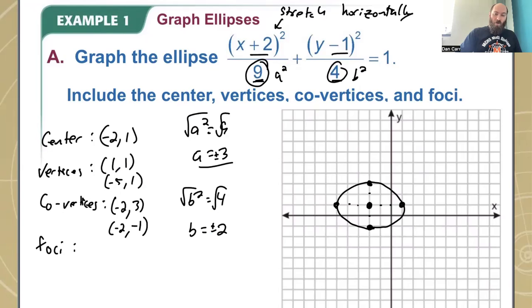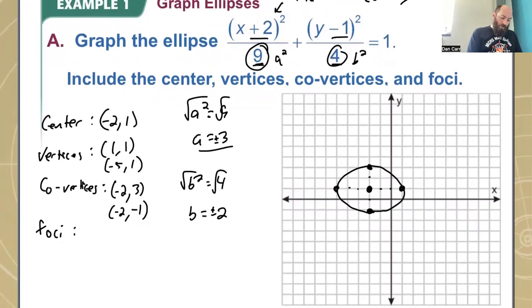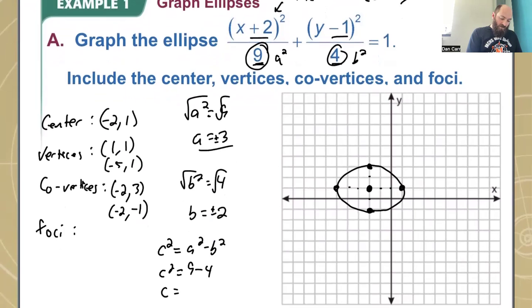Okay, so last thing is to find the foci. Remember, this is c squared is equal to a squared minus b squared. So c squared is equal to 9 - 4, which is, when I solve that, going to be the square root of both sides here, which is plus or minus square root of 5. So what that means is the foci, which always will be on the major axis. From the x value, I'm taking -2 plus or minus √5, and then comma 1.